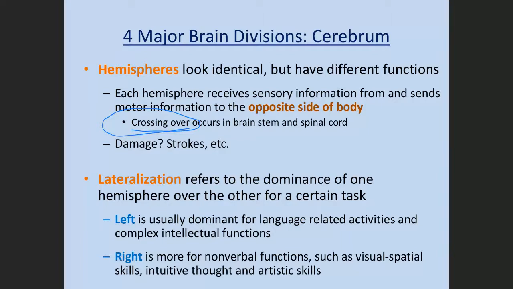So information coming in and information exiting from the left side of the body will always go to the right side of the brain, and information going or coming to the right side of the body will always go to the left side of the brain. Okay, this is important to know because of damage and strokes.